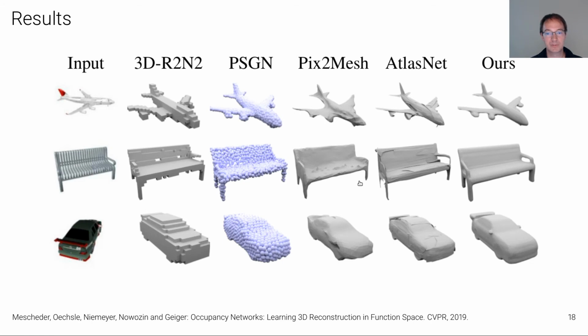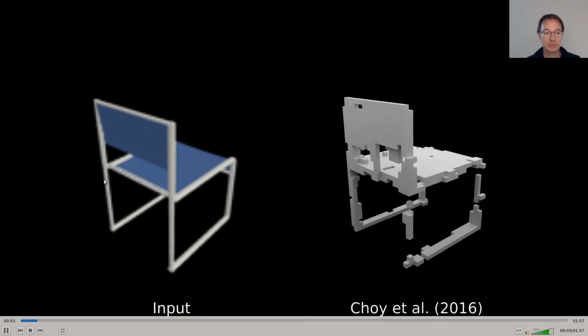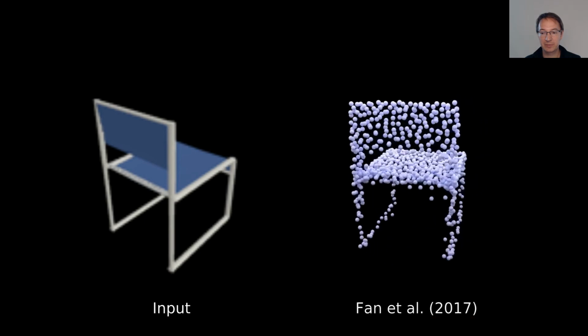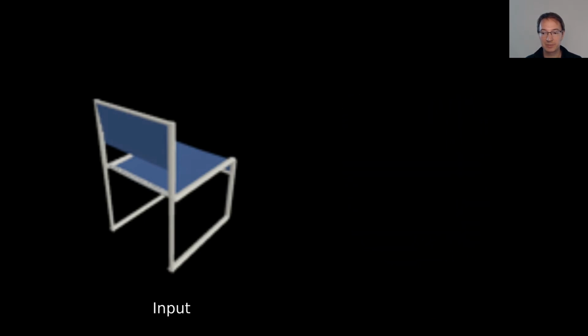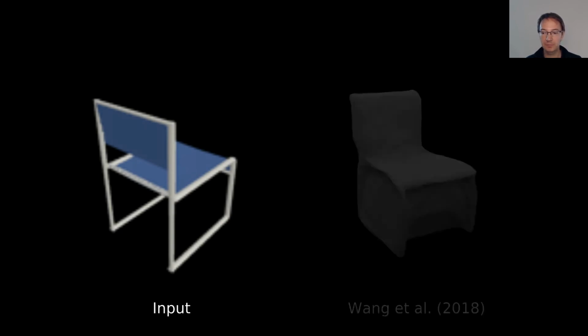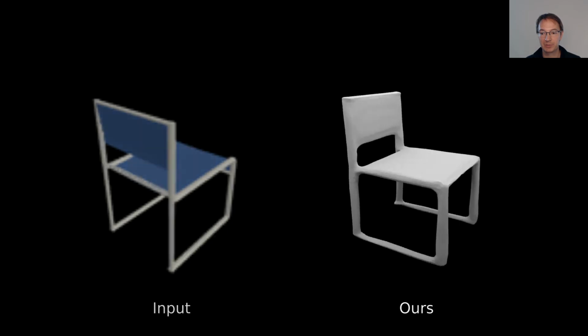So let's have a look at some results. Here what we can see is the input 2D image on the left and the output of various baselines, a voxel baseline, point set generation baseline, a mesh generation baseline, and the proposed approach using the extracted mesh via MISE.